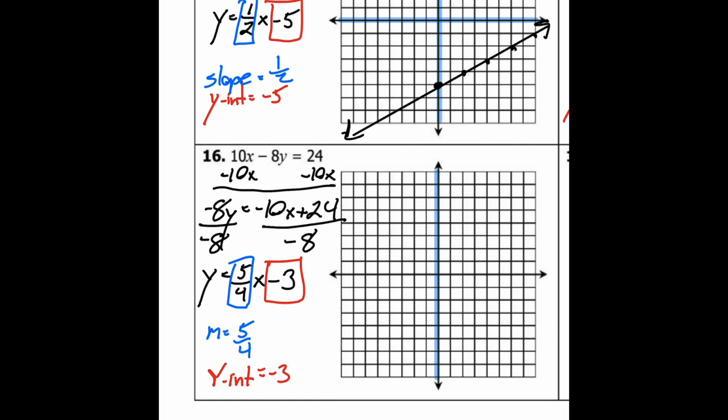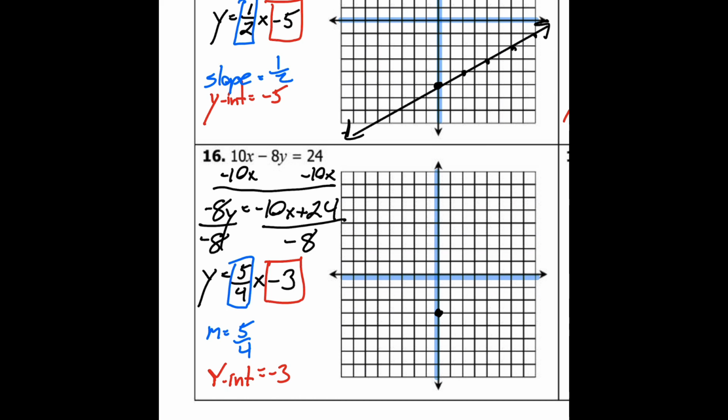I have my y-axis, I have my x-axis, and I can graph. So my y-intercept is negative 3. I go down 1, 2, 3, put my point. I'm going to go up 5 and to the right 4. I have a positive slope, so we're going up and to the right. 1, 2, 3, 4, 5, and to the right 4.